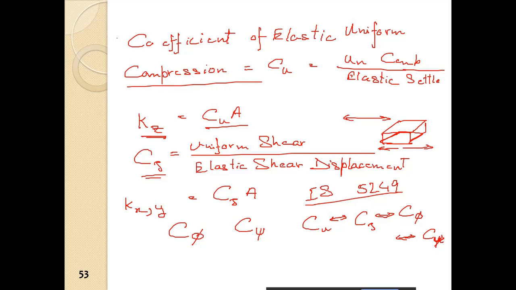Okay. So the emphasis is mainly on these two, determined using in situ tests. That is what we do. So Kz is equal to Cu into A and Kxy is equal to C tau into A. C tau is the coefficient of elastic uniform shear, and Cu is the coefficient of elastic uniform compression.